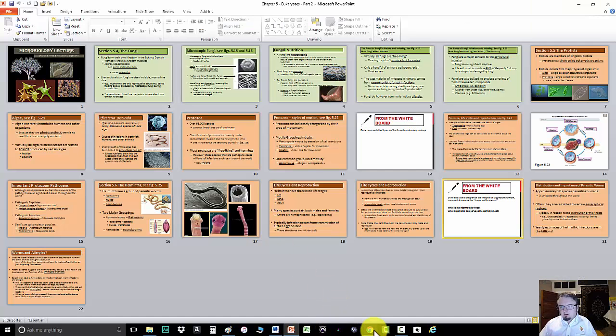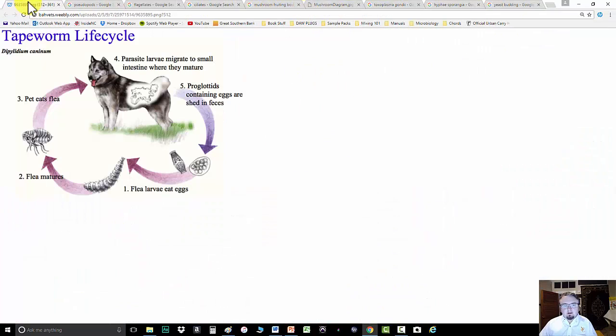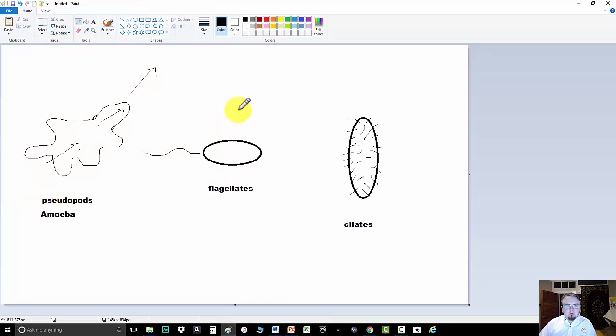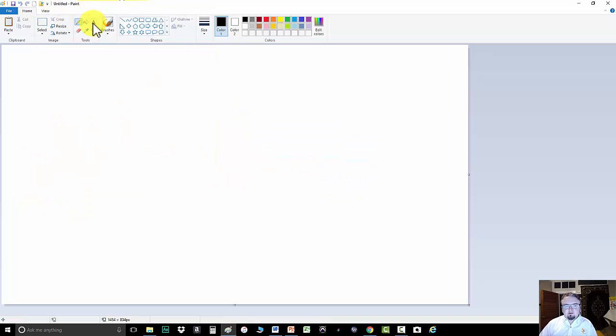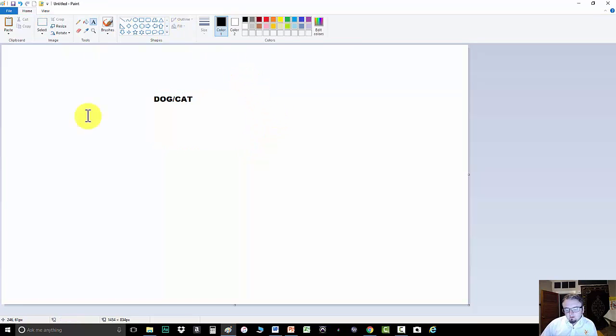I pulled up a figure here on the web to show us this, and here's that figure. So here's a dog, and what happens is the dog picks up an infected flea. And this is kind of like a chicken and the egg thing here. So what you want to draw, and I'll draw this with you here, you can just write this actually, right? Just dog slash cat, or you can get fancy and draw a picture there.